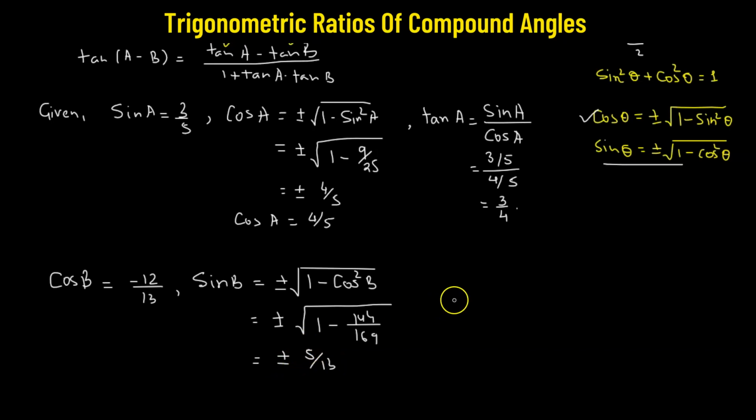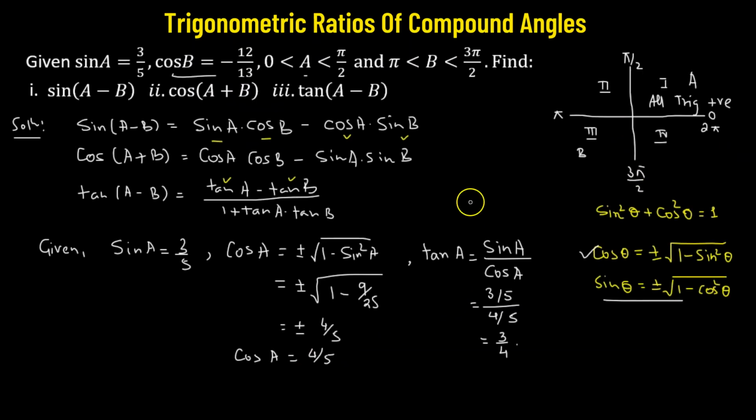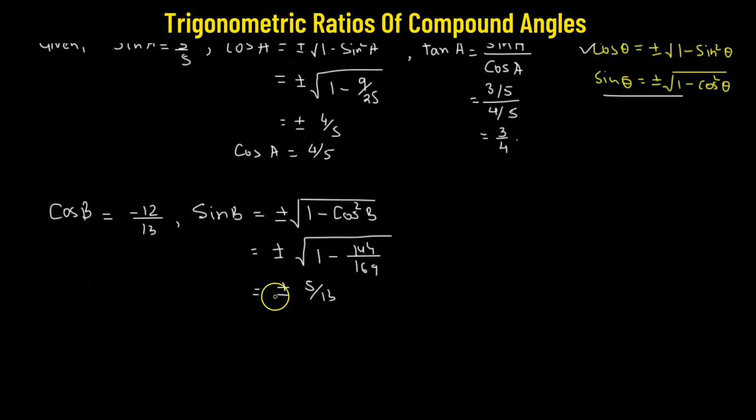Now we need to check in which quadrant B lies. So it's mentioned here that B lies in the third quadrant. Now we know that in the third quadrant, the tangent function is positive. Tangent and cotangent are positive. Everything else is negative. Since we are finding out the value of sine B, we'll have to consider a negative value. So the value will be negative 5 over 13. Fine. So we have the value of sine B.